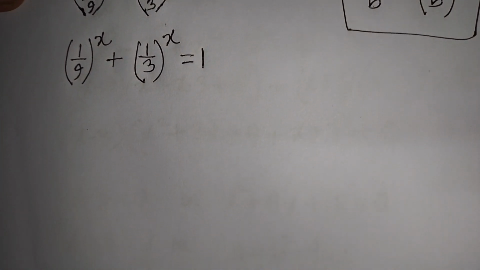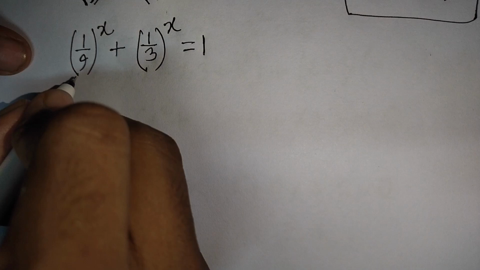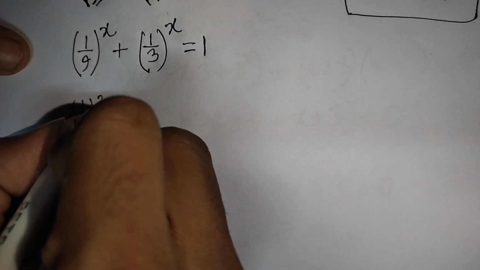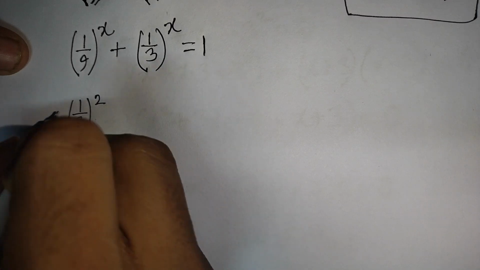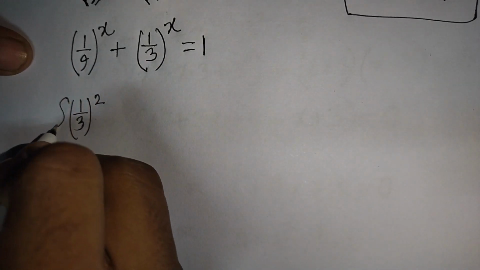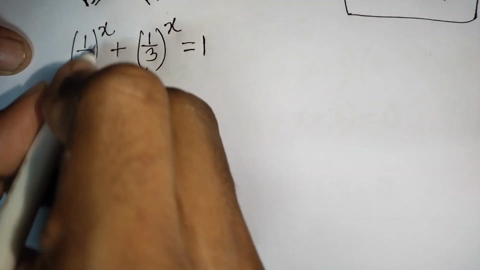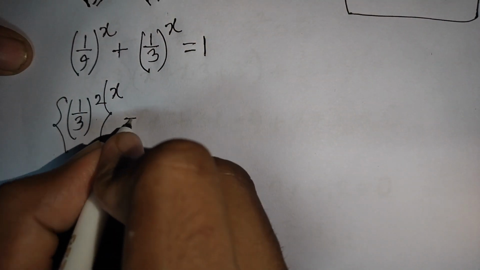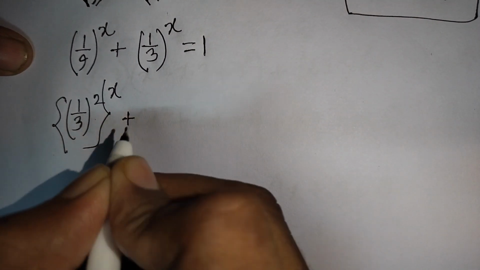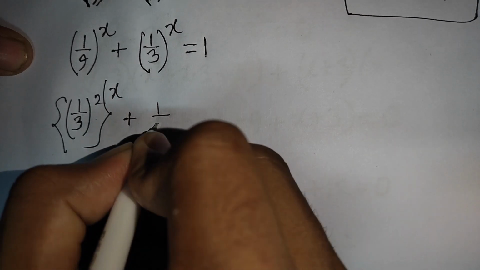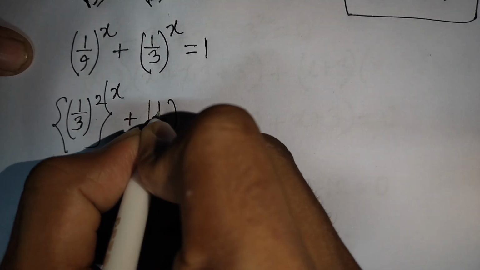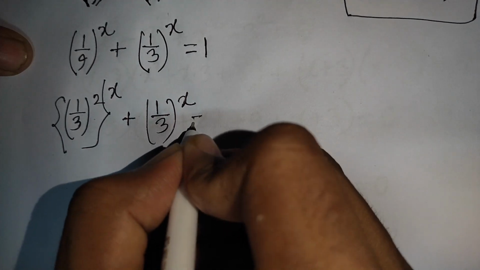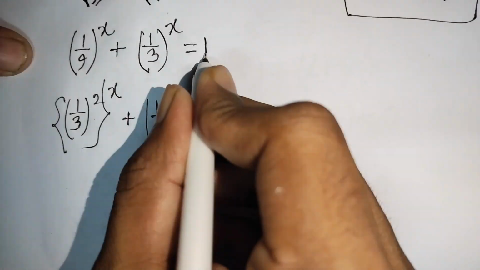Now 1 by 9 can be written as (1 by 3) bracket power 2. Then this first bracket can be written as second bracket, then power of x, plus (1 by 3) bracket power x is equal to 1.